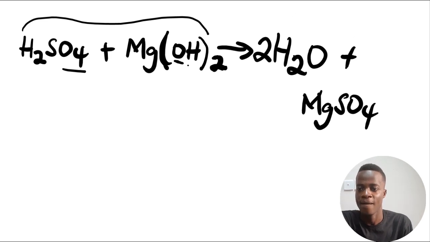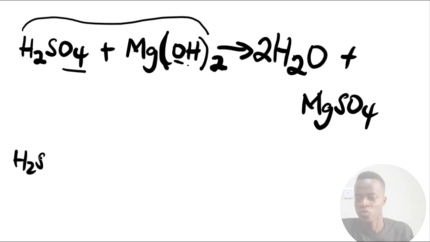Now let's look at the other guys. The other guys are magnesium. How many magnesium do we have here? We have only one, and on the product side, we also have one. So that one is also balanced. Sulfur is one, and sulfur is one as well over here. So this is balanced.